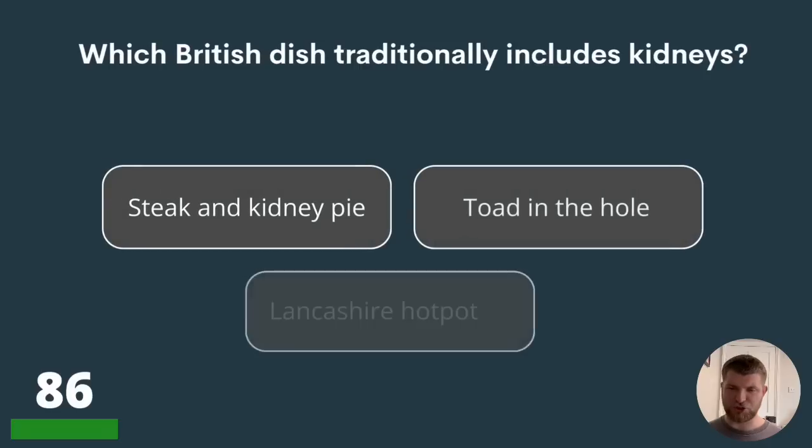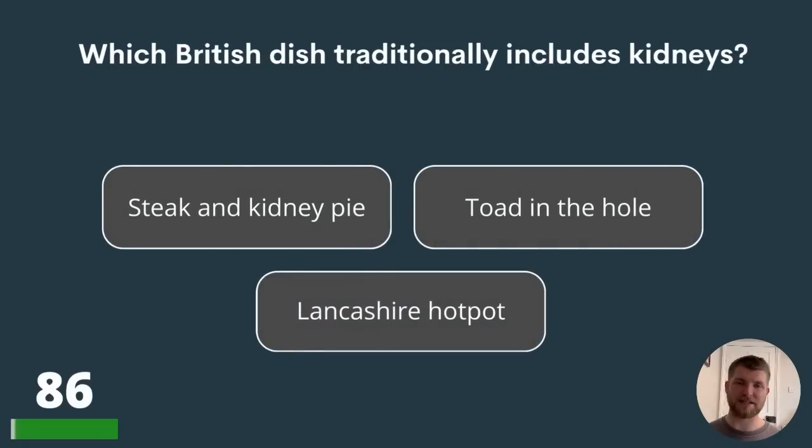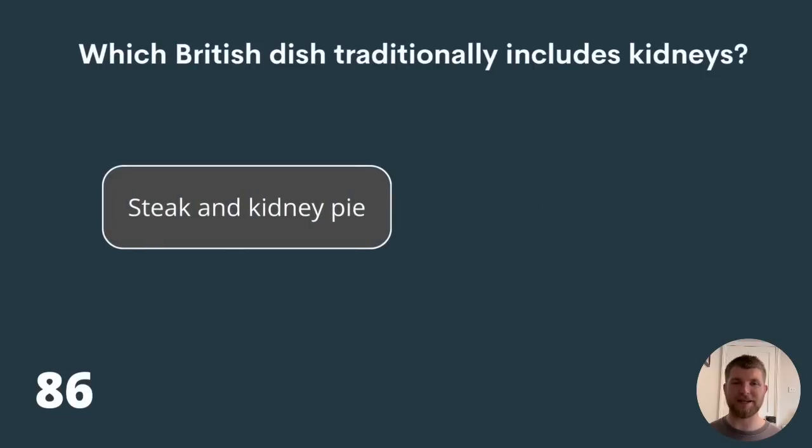Which British dish traditionally includes kidneys? Steak and kidney pie, toad in the hole, or Lancashire hot pot? Well, the clue may just be in the name for this one. It is steak and kidney pie.